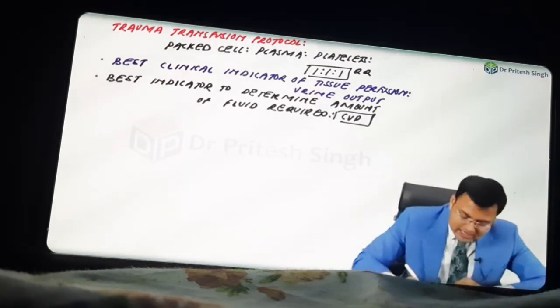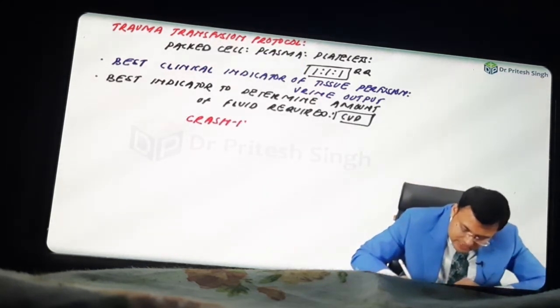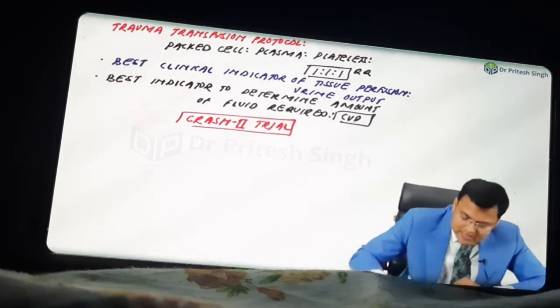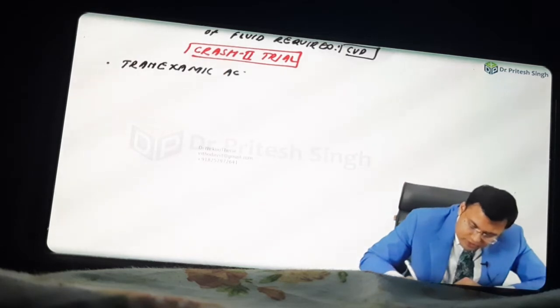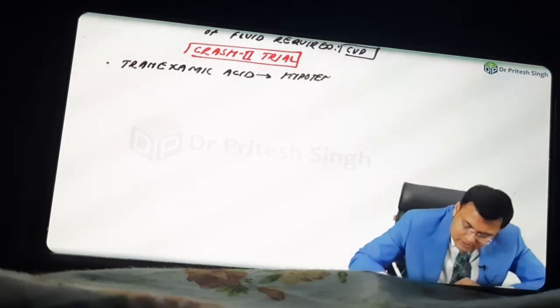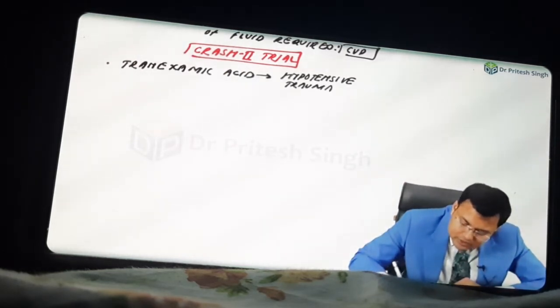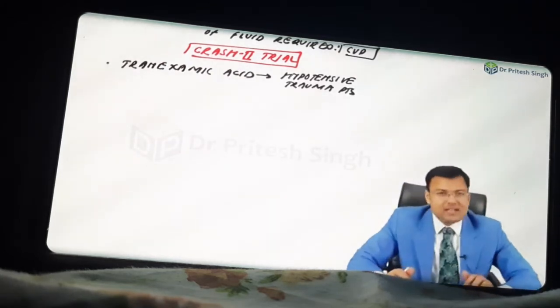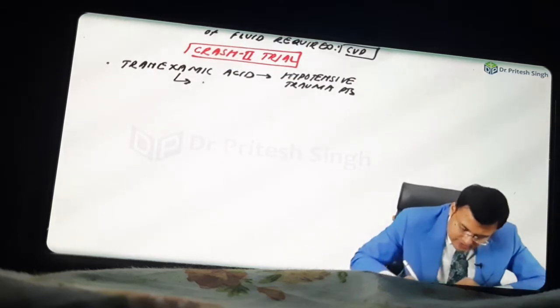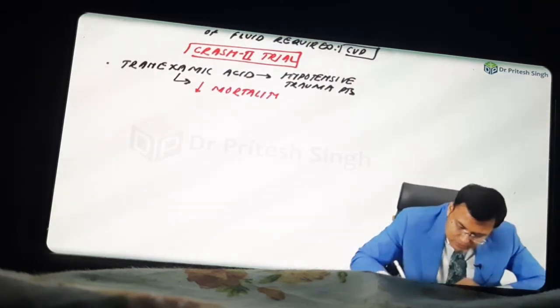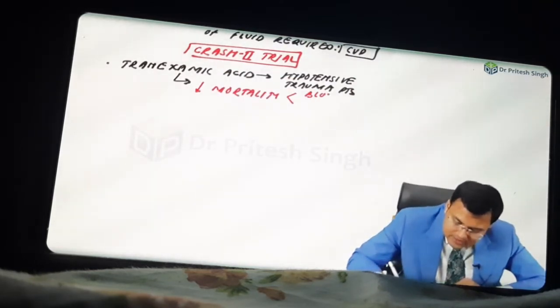There is one latest update about the CRASH 2 trial. In this CRASH 2 trial, tranexamic acid is used in hypotensive trauma patients. So I told you, what is the most common cause of hypotension in a trauma patient? It is hypovolemia because of blood loss. Tranexamic acid is used in both, and it decreases the mortality from bleeding in both blunt and penetrating trauma.